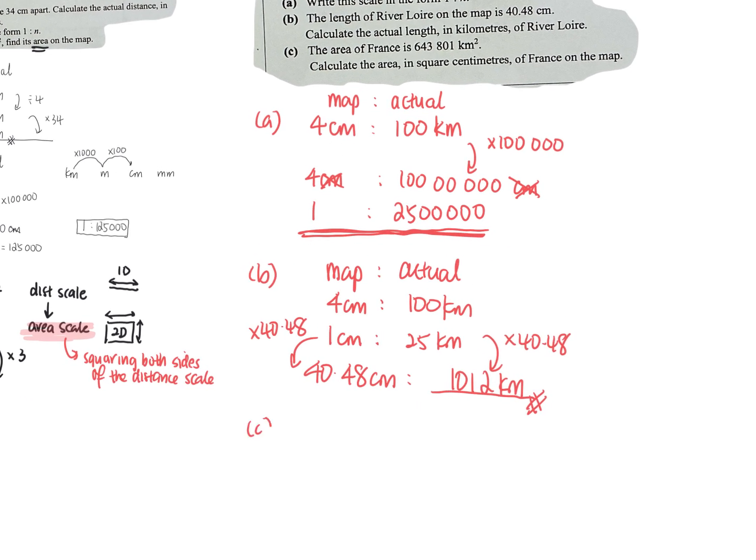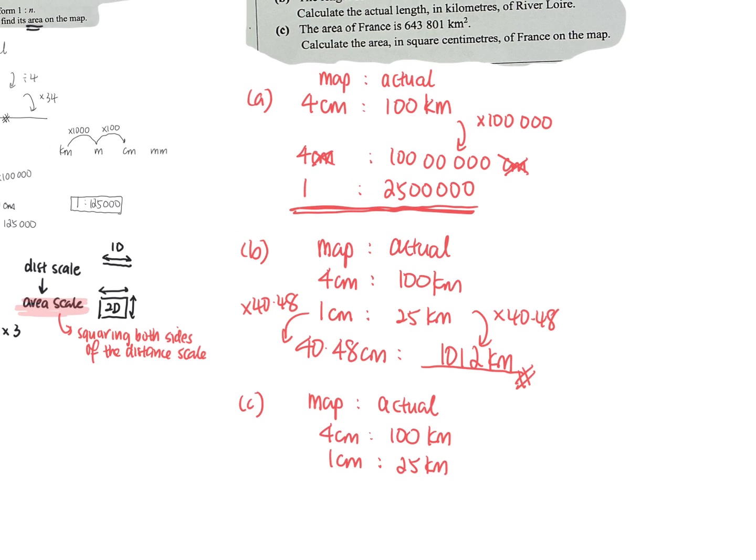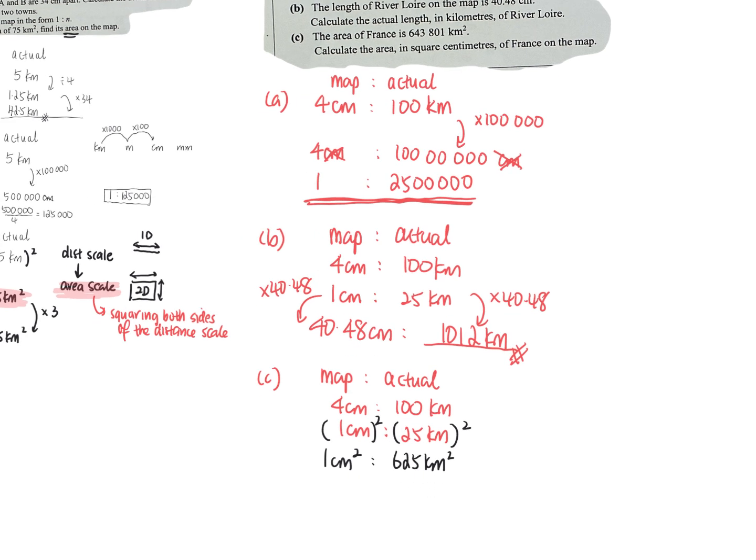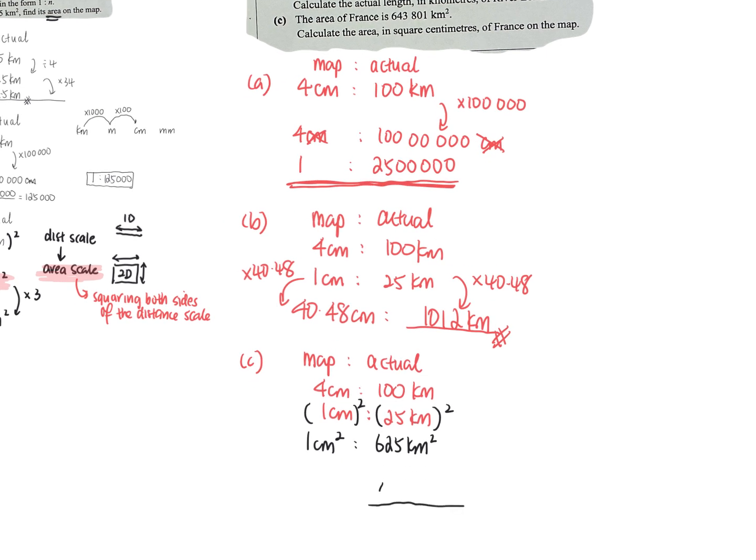Okay, last one is area scale again. So remember your map scale. 4 cm is 100 kilometer. If you want, you can simplify first to 1 cm is 25 kilometer. So now I want to level up to area scale. I square both sides. So 1 cm square is 625 kilometer square. So my end goal is to show that I will get 643,801 kilometer square. I want to find what this is.